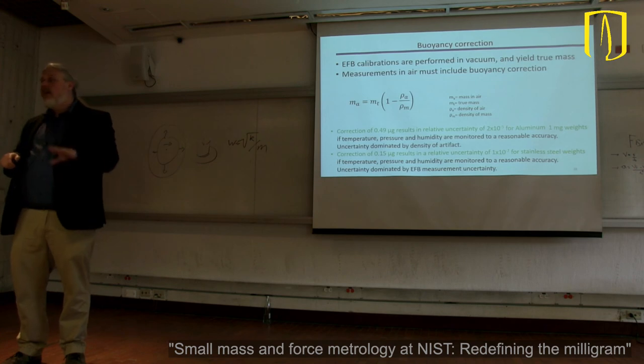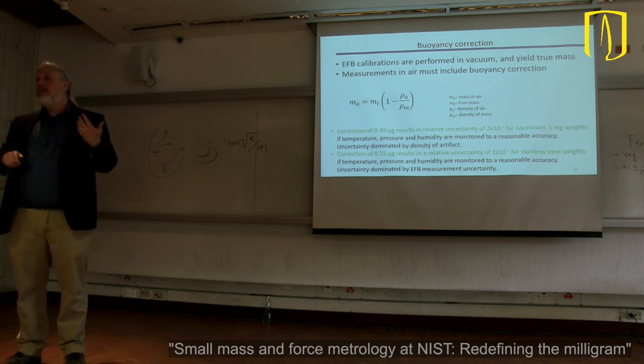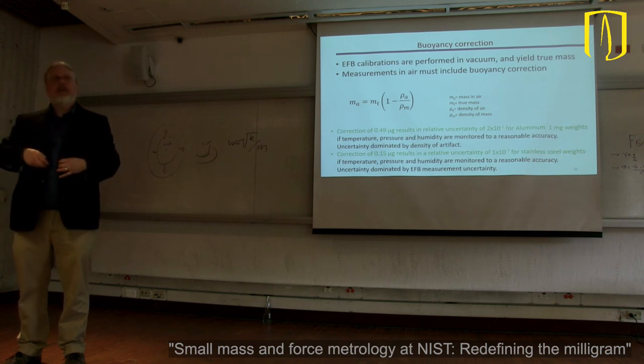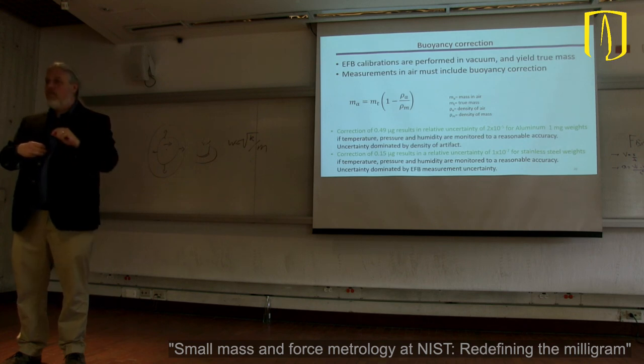For my masses, this is about 1 part in 10 to the 5 magnitude. So it's a 10 parts per million correction. I think we're 10 parts in 10 to the 4. I'd have to check that. One of those two. Only a factor of 10.